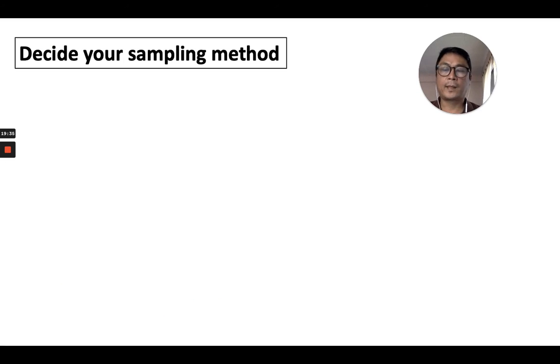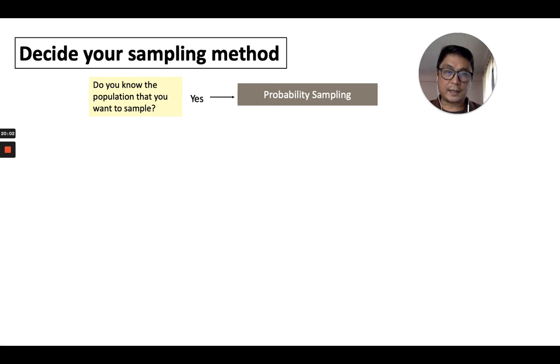Okay. So just to recap, how do you decide on your sampling method? So first is, do you know the population that you want to sample? Meaning, do you know who the members are, or what kinds of people are part of your population? Okay, that means, do you have a sampling frame for the population that you want to study? Okay, if the answer is yes, then you do probability sampling.